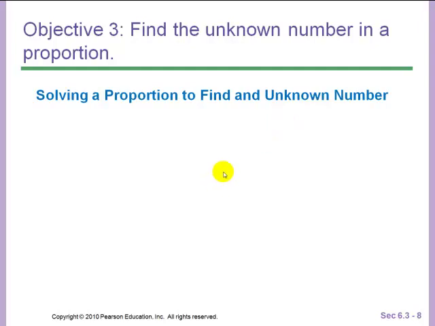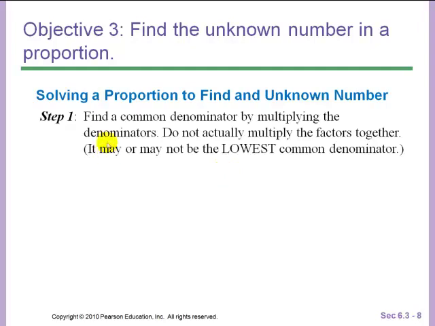So here is the process I recommend using. First, find a common denominator by multiplying the two denominators together. Don't actually multiply them together, leave them written as a multiplication problem, such as 6 times 10 or 3 times x.